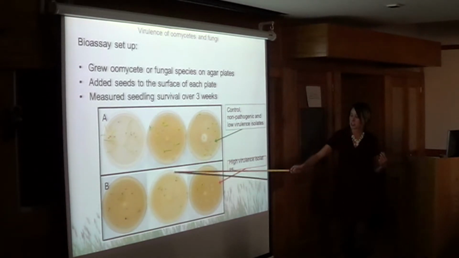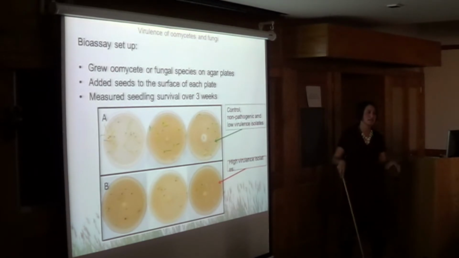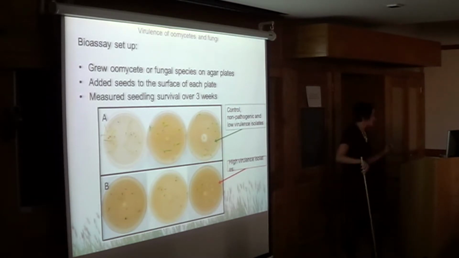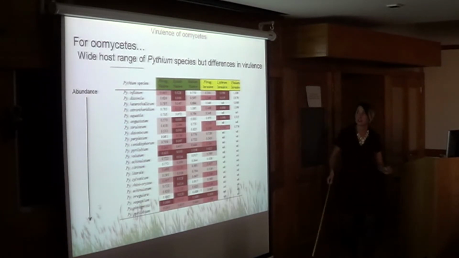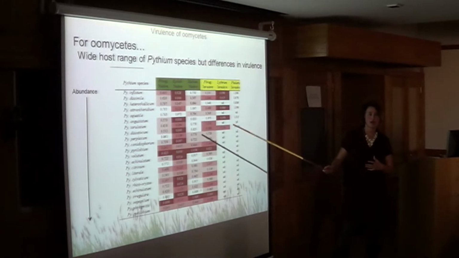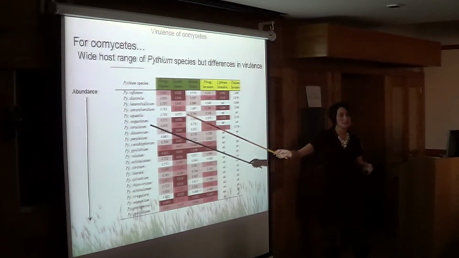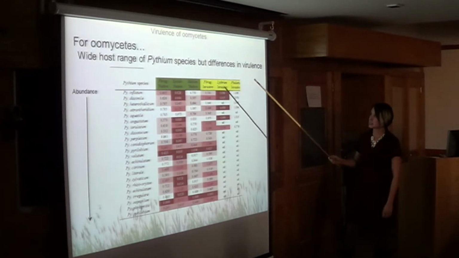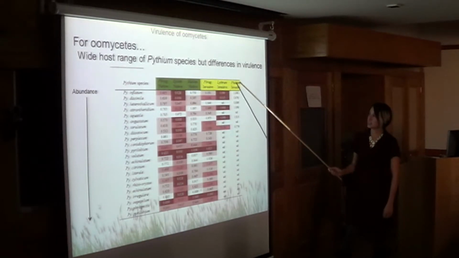And then in this bottom frame are some high virulence isolates, so few, if any, of those seedlings are still surviving. So we measured seedling survival at the end of 3 weeks, and this is for the oomycetes. I'll show them first, and then the fungi second. Think of this as a heat map with the different Pythium species here in order of their relative abundance, so how frequently we isolated them from the soil. And here are the plant species that we tested. These ones in green are native, these ones in yellow are invasive.